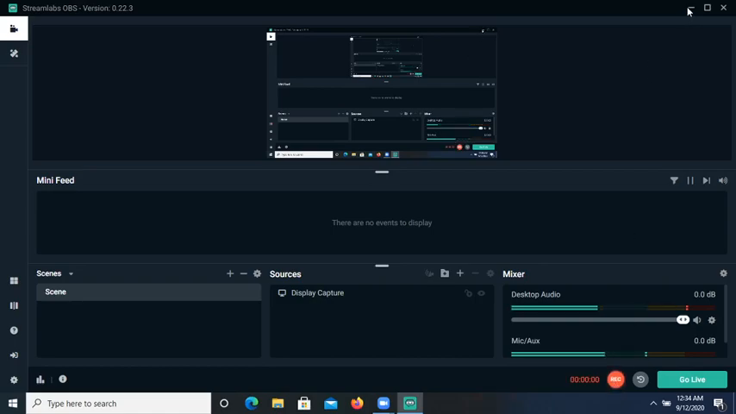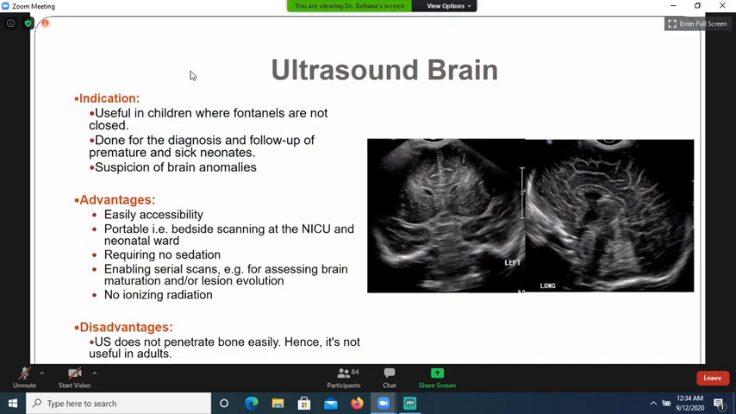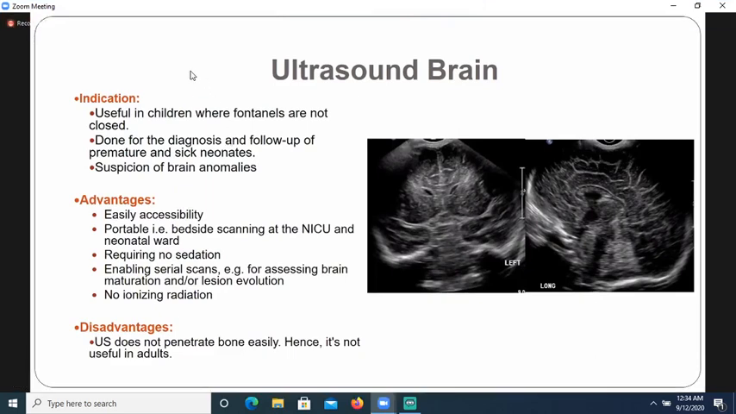So it is not useful in the adult. It is only useful in the children for the follow-up of congenital anomalies.